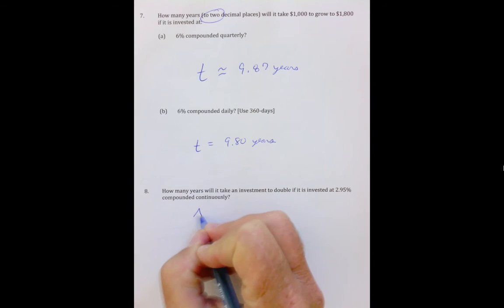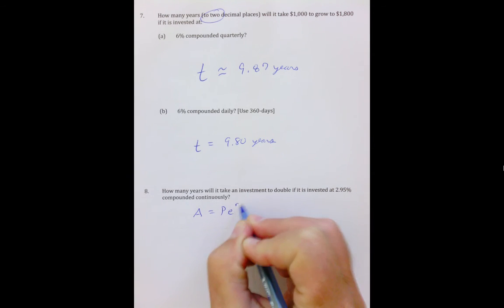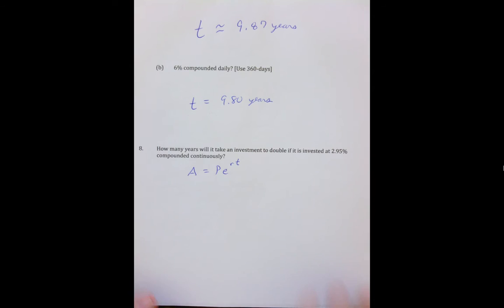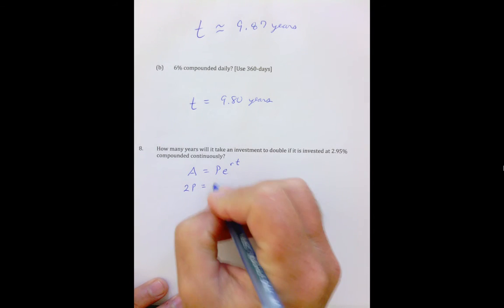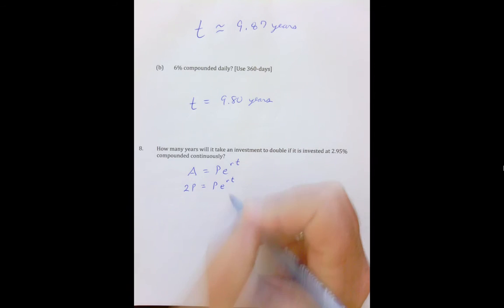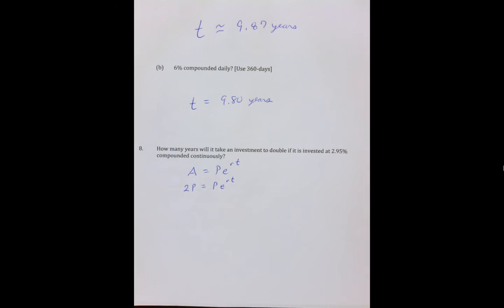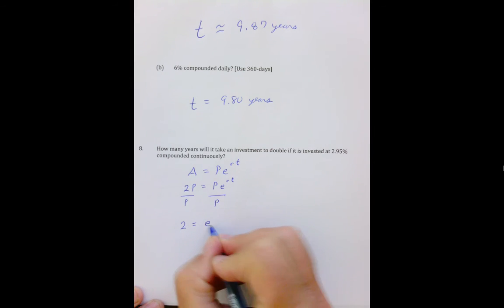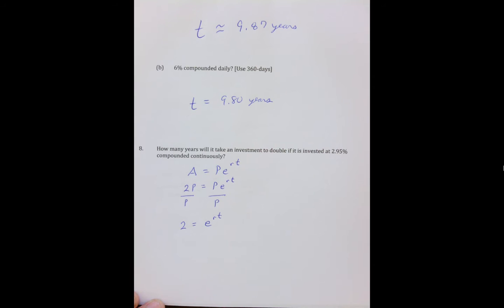All right, so how many years will it take an investment to double if it is invested at 2.95% compounded continuously? So guys, we're going to use this compounded continuously formula. And I want it to double, so for that to happen, my ending balance has to be twice my beginning balance, which is 2p. I'm going to divide both sides by p, so I get 2 equals e raised to the rt power. Now, since I have base e, I'm forced to use the natural log.